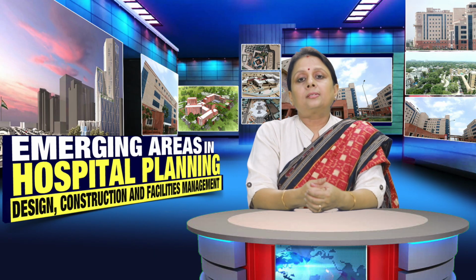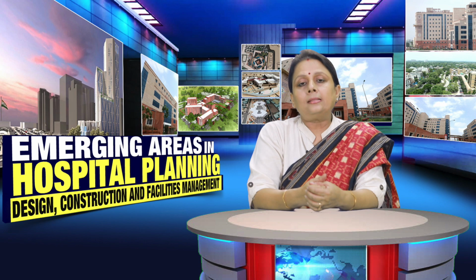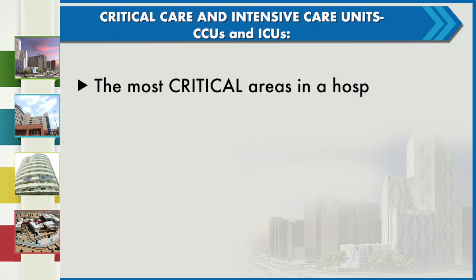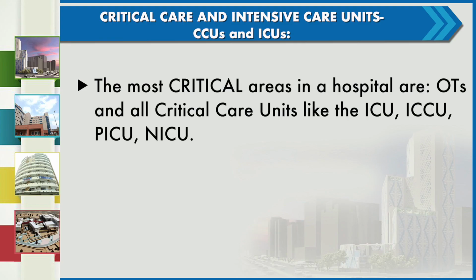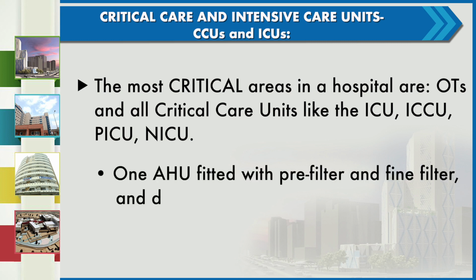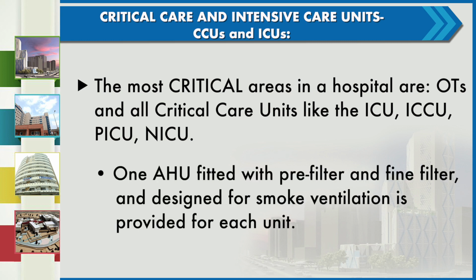The next area to be discussed is the critical care and intensive care units. The most critical areas in a hospital are OTs and the critical care units like the ICU, ICCU, PICU, NICU, etc. One AHU fitted with pre-filter and fine filter and designed for smoke ventilation is provided for each unit.